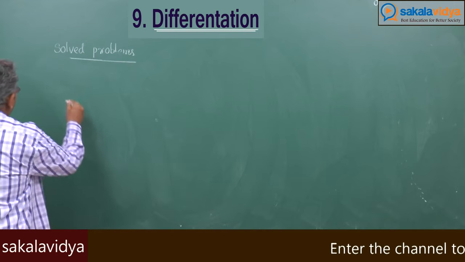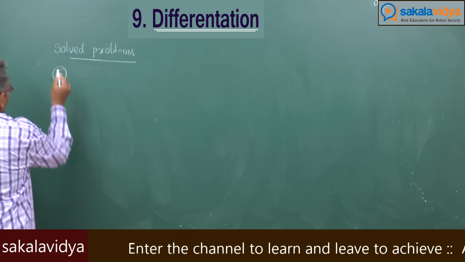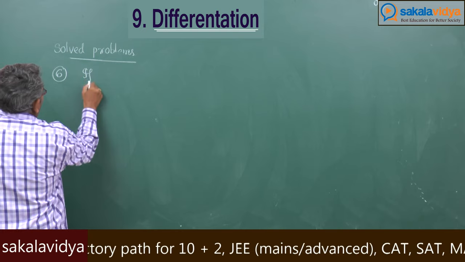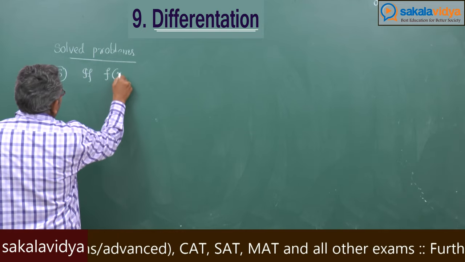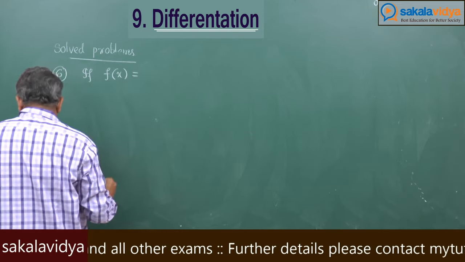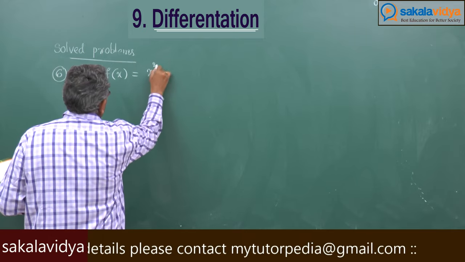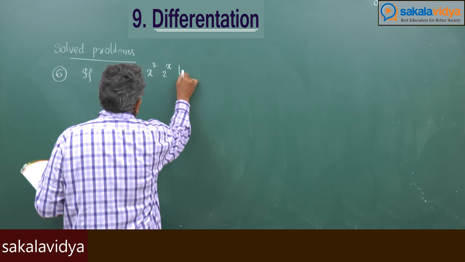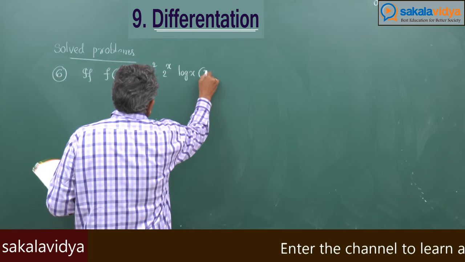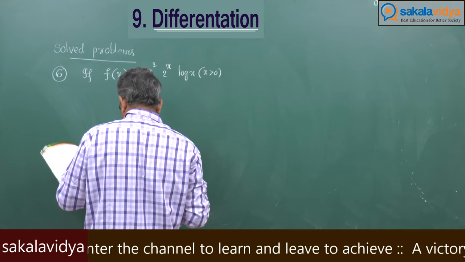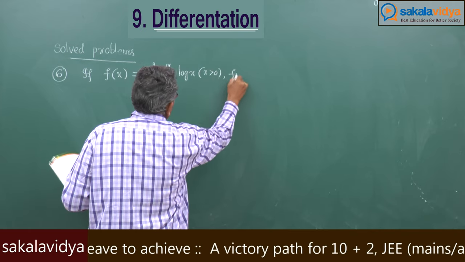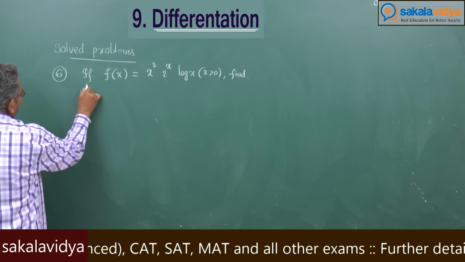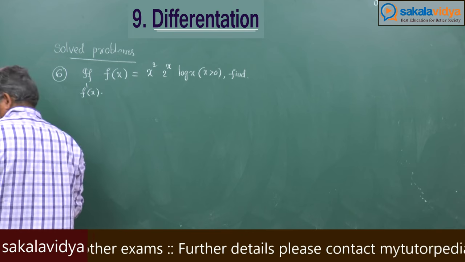Next problem, sixth one. If f of x is equal to x square into 2 power x into log x, x greater than 0, find f dash x. Find f dash x.